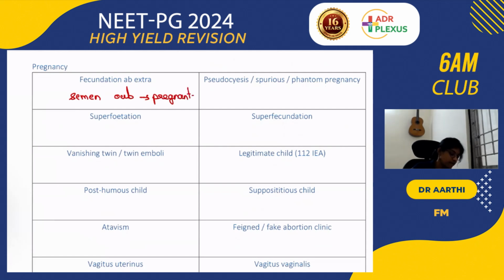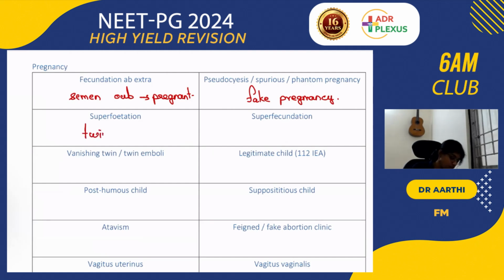Okay. Here, pseudo, spurious, phantom pregnancy means fake pregnancy. Superfetation means different cycle. So there's already a fetus. She's pregnant, but in the next cycle, again, she ovulates and on top of it, she gets a baby, right? So here you're going to have a baby of different age.